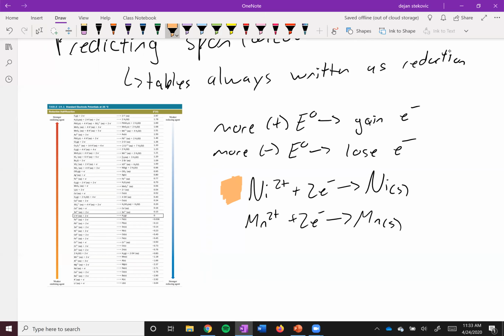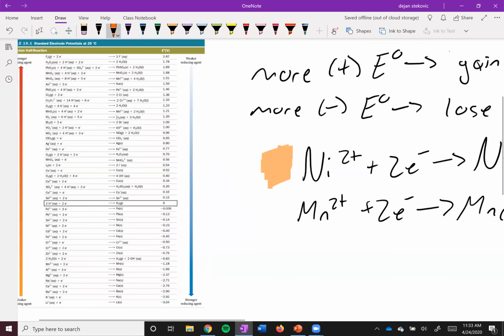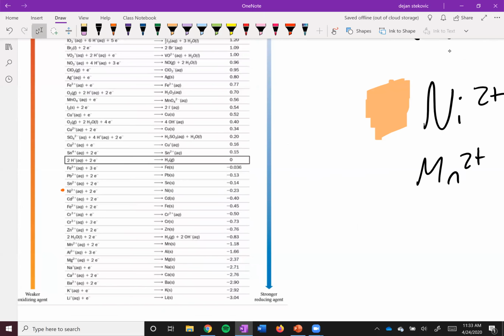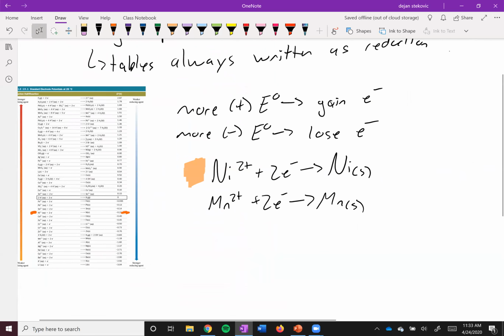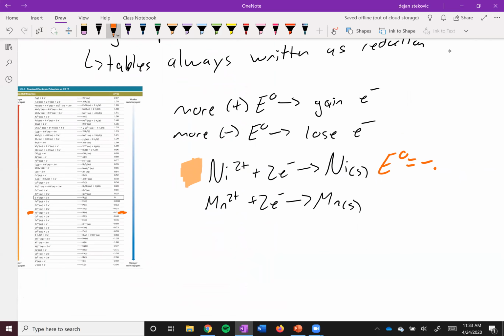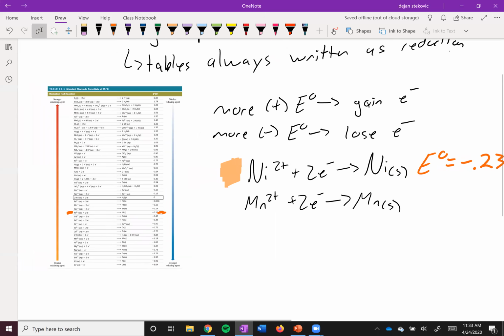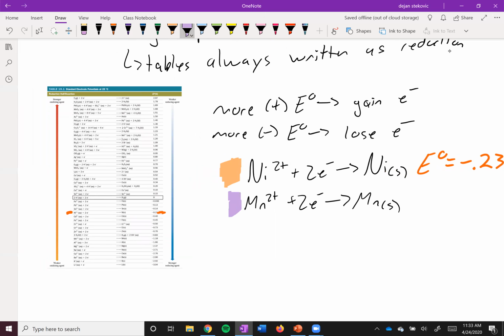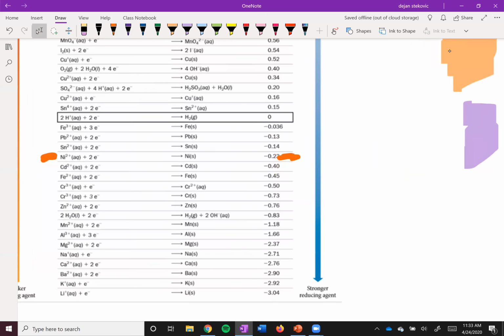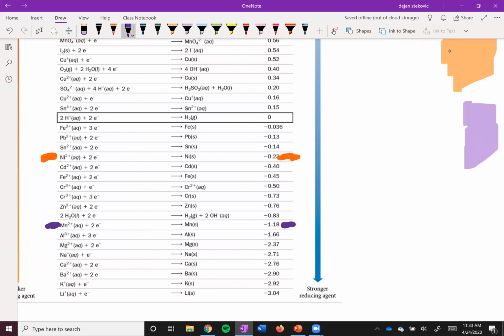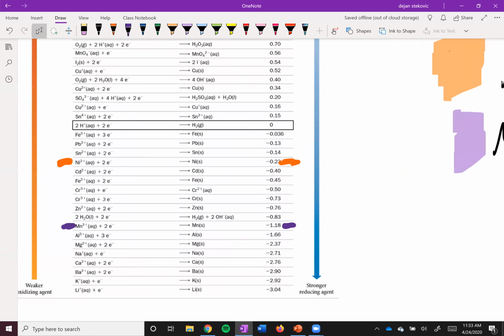So let's take a look at our table and find nickel 2 plus going to nickel solid. And that's right here. You can see we have nickel 2 plus gaining 2 electrons to form solid nickel, and that happens at negative 0.23 volts. And then we have this manganese. Let's go ahead and find that in this table. You can see that's down here. You see manganese being reduced, and it happens at negative 1.18 volts.